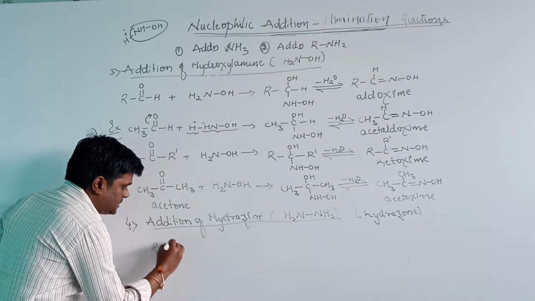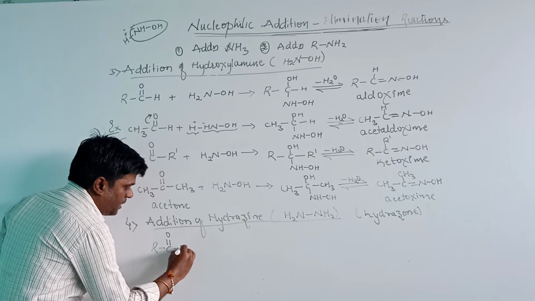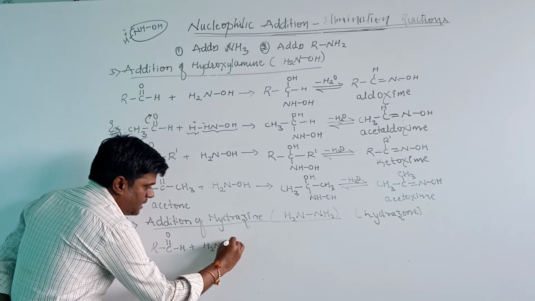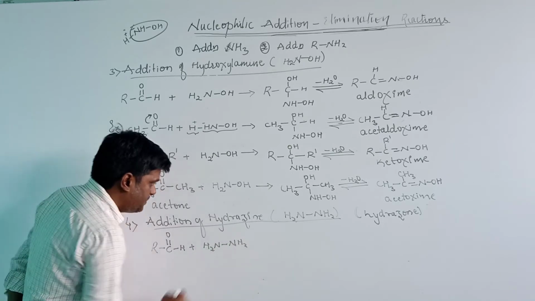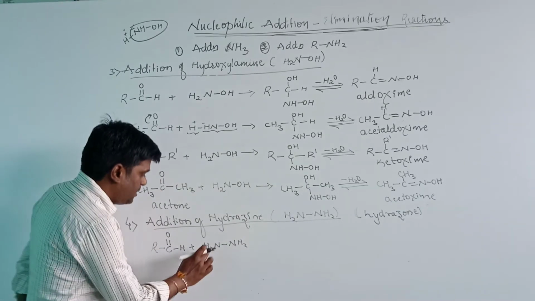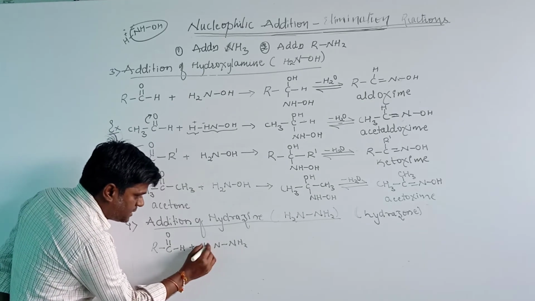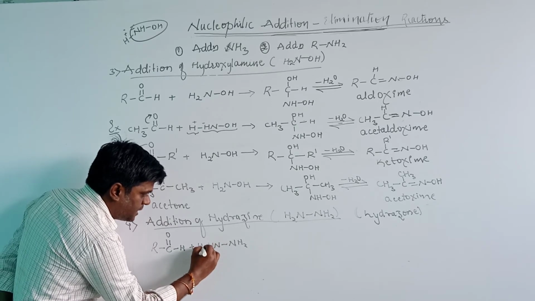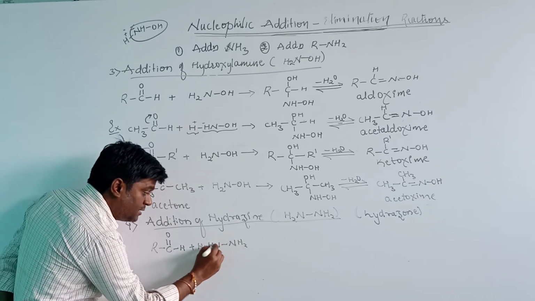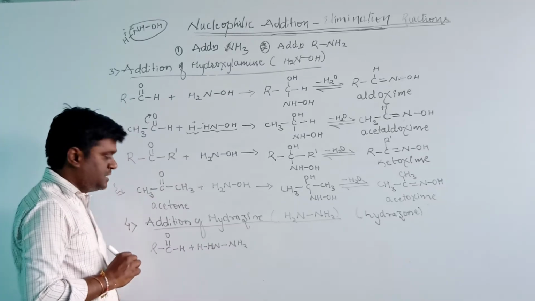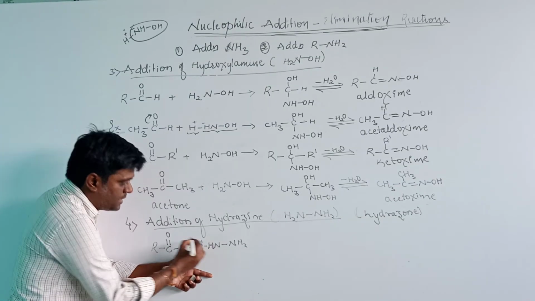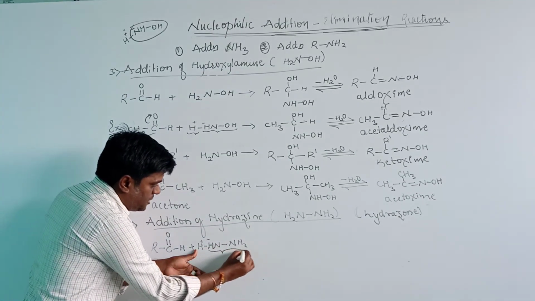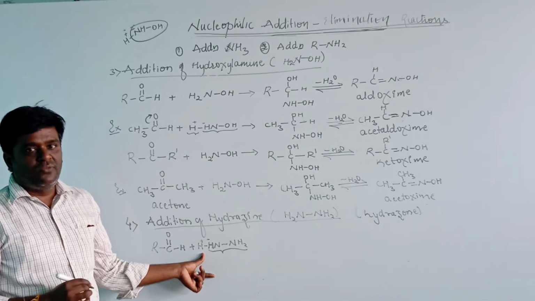Then let us take aldehydes first, R C double bond O H. Then react with hydrazine. Here in hydrazine we can represent the nucleophile. We can also write it like this, NH2 NH2, for representing the nucleophile here. This much part will act as positive and this much part will act as negative here. The negative part is a nucleophile.